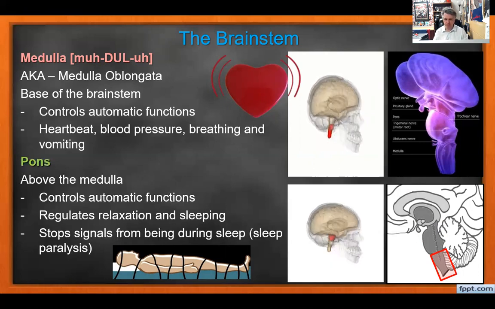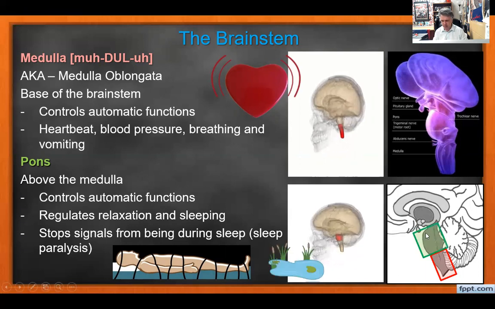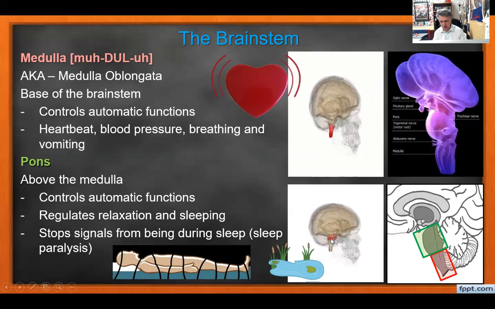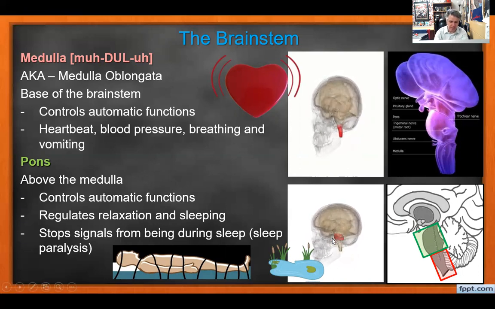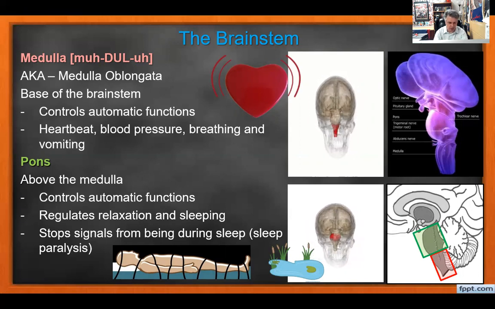Now, right above that is the pons. You take a look right here. The pons is this little guy right here. The pons is also in control of automatic functions, but it's relaxation, it's sleeping.